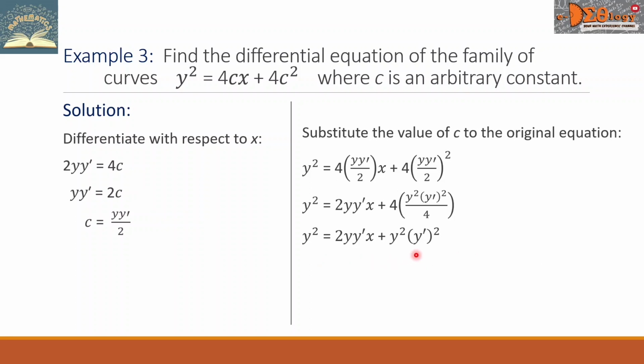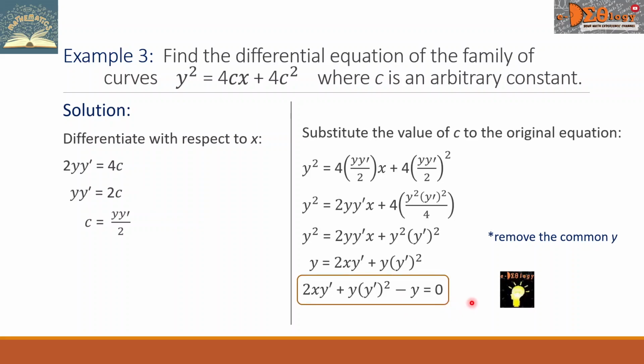Looking now at this new equation, please observe that there is a common variable, and that is y. We can remove that common variable y. It means we can write it to be y equals 2x y prime plus y times the square of y prime. If we want to keep all the variables in one side, the new equation will be like this. 2xy prime plus y times the square of y prime minus y equals 0. This is now the final answer.